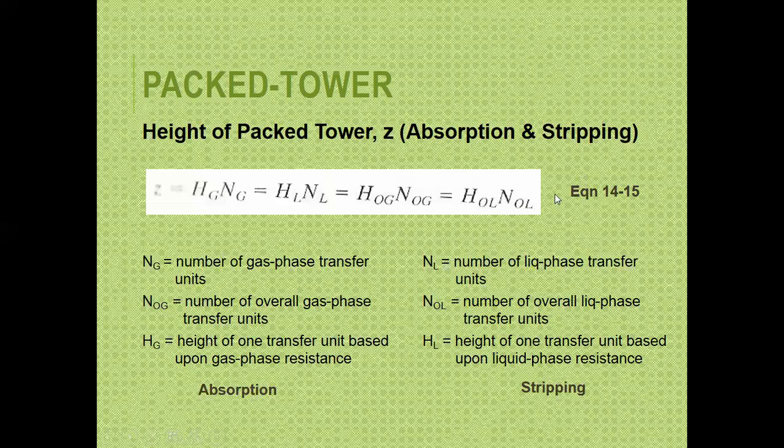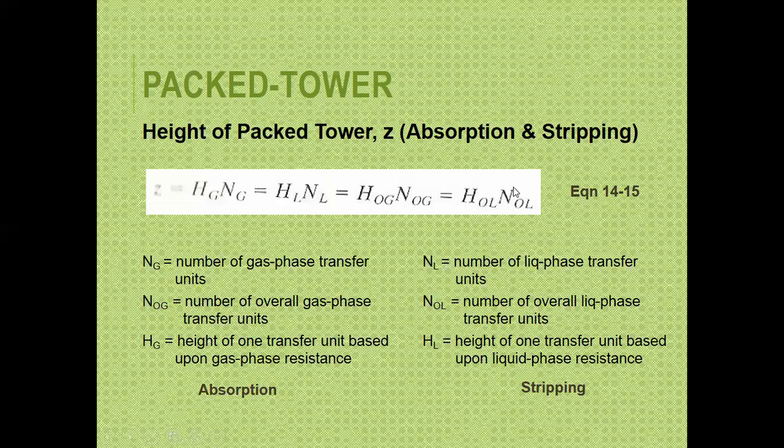So section 14. HG and NG, HL and NL, or the HOG, NOG, HOL, NOL. Whenever you see the O in the subscript, that's already considering the overall mass transfer coefficient, where this one is basically based on each of the trays or each of the stages in your absorption column or stripping column. If it does not have the O, this one is already considering the gas mass transfer coefficient or the liquid mass transfer coefficient.